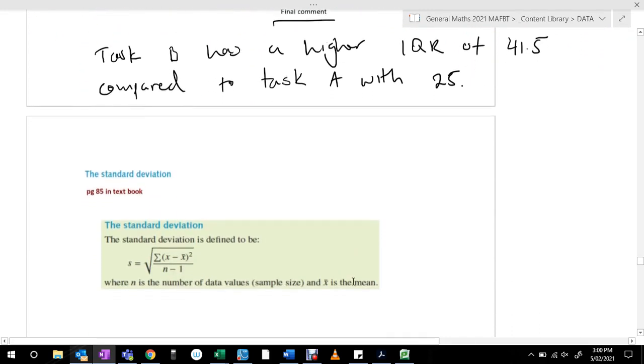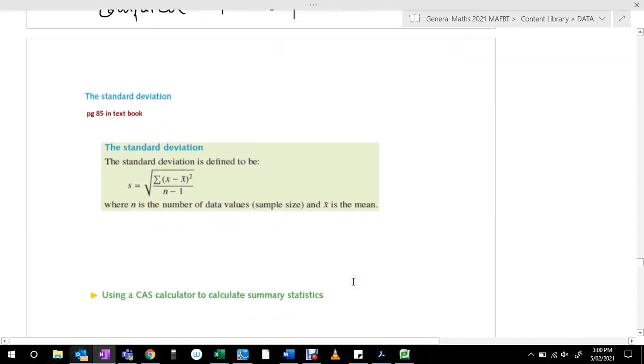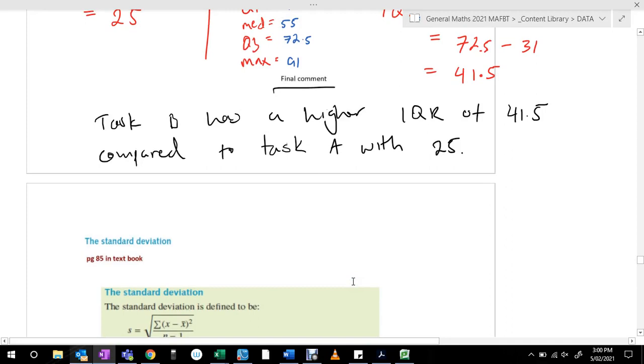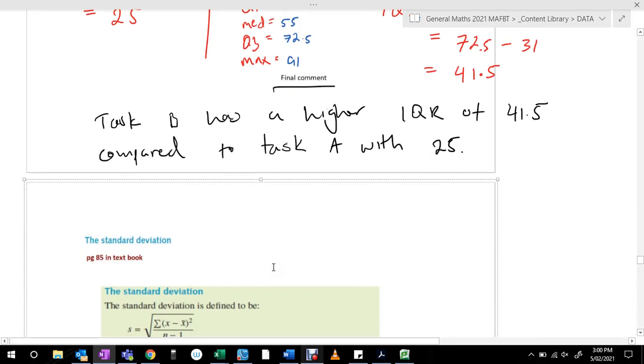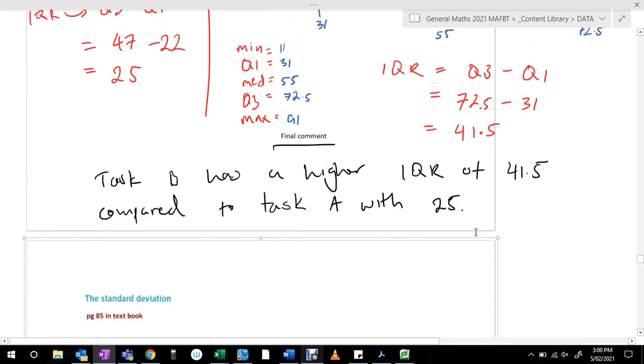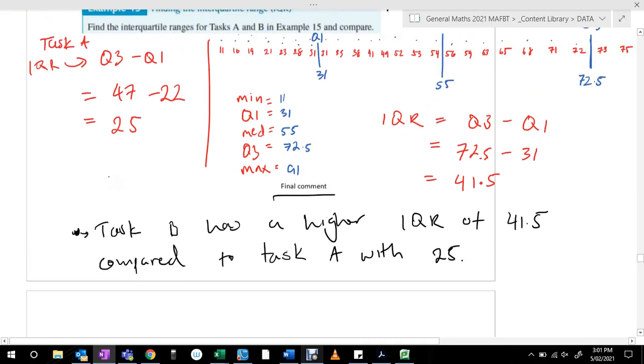Okay, next part, we'll finish off with this. Alright, thank you, guys. Okay, just make sure you write that sentence. When you do your reports, we'll get into more detail about the reports later on, but your report should look something like this: task B has a higher IQR of 41.5 compared to task A with 25.